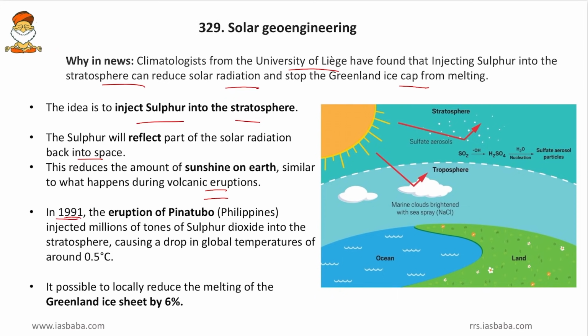For example, in 1991, the eruption of Pinatubo in the Philippines injected millions of tons of sulfur dioxide into the stratosphere, thus causing a drop in the global temperature of around 0.5 degrees Celsius. Look at this figure, friends: one volcano is reducing the global temperature by 0.5 degrees Celsius. So this is the effectiveness of solar geoengineering. And as per the study, it is possible to locally reduce the melting of Greenland ice by 6%. So if you inject sulfur into the stratosphere, a 6% reduction of Greenland ice melting can be achieved.